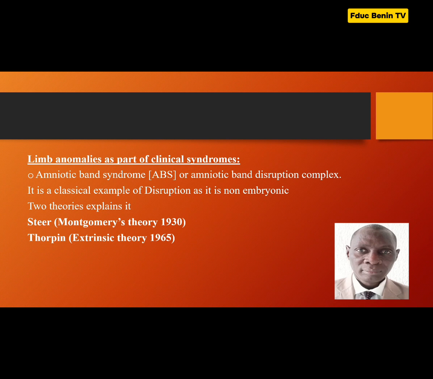And there are 2 theories to explain it. One is the Streeter-Montgomery theory, enunciated in 1930, and the second is the Torpin or extrinsic theory of 1965. We are not here to talk about these theories. I've just mentioned them for us to have an idea about the explanation as to the etiogenesis of amniotic bands.